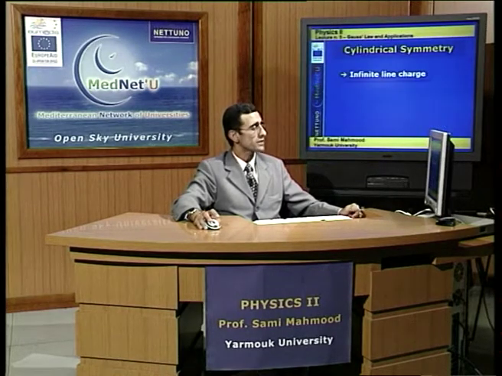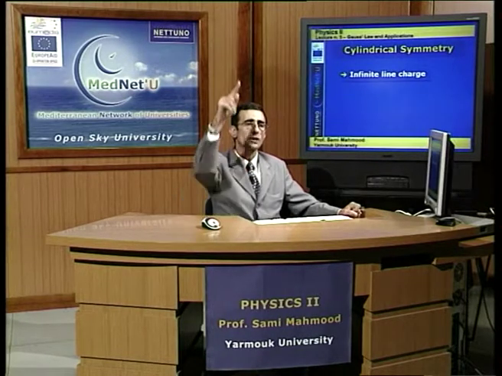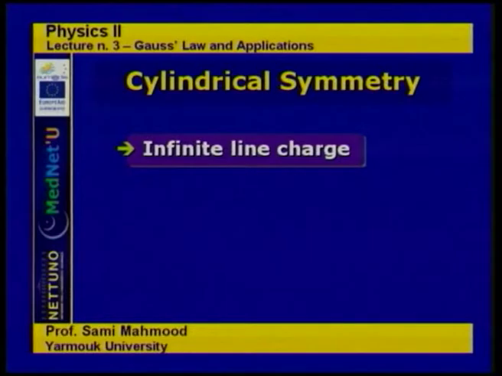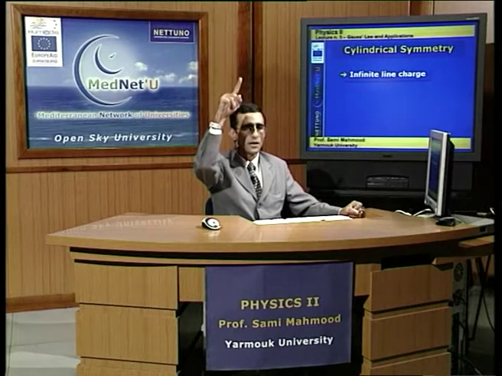In the case of cylindrical symmetry, we ask ourselves, what are the charge distributions that have cylindrical symmetry? For one thing, a charged infinite straight line has a cylindrical symmetry, because a cylinder where the line coincides with its axis is a symmetrical surface around the line charge. So an infinite line charge has a cylindrical symmetry.